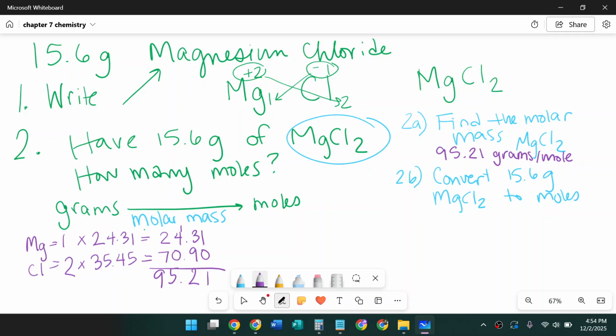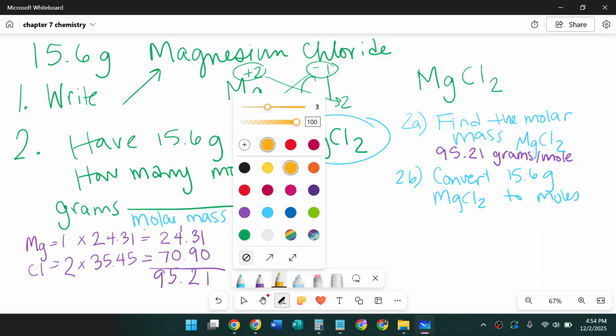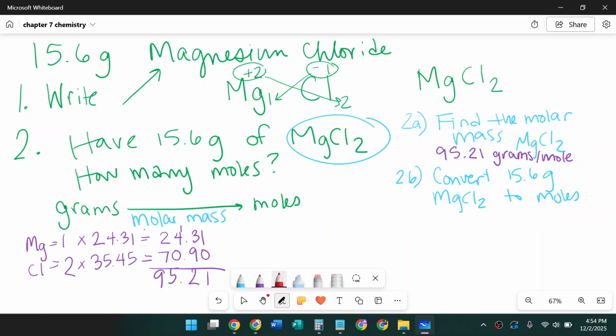The next step wants me to convert. Let's pick a different color. I want to take this number of grams, multiply it by something, and get moles. To do that, I need to get rid of the grams. I want the grams to go away. So I need grams to be on the bottom down here, and then I can make it go away. And moles on top would give me what's left. I use this molar mass to make that conversion.